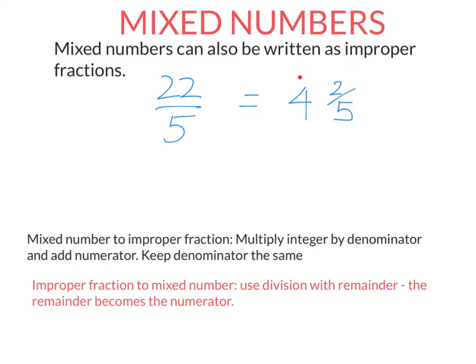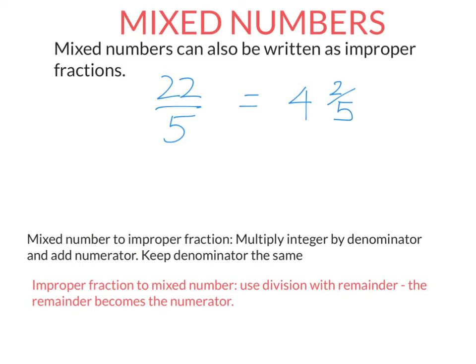See, mixed numbers are usually easier to understand. So that's how we're going to want to write our answer as a mixed number. But when we're performing operations with mixed numbers, sometimes we have to convert them to improper fractions in order to be able to perform the operation. So that's why we're going to go through how we convert between the two.